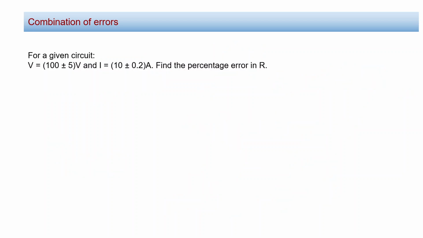Okay, so let's do a question based on this. For a given circuit, we conducted an experiment. We had an electrical circuit and we found the value of voltage to be this and current to be this. Find the percentage error in resistance. From Ohm's law, V is IR. This means R is V divided by I. So the percentage error in R, right? First we need to find the value of R.